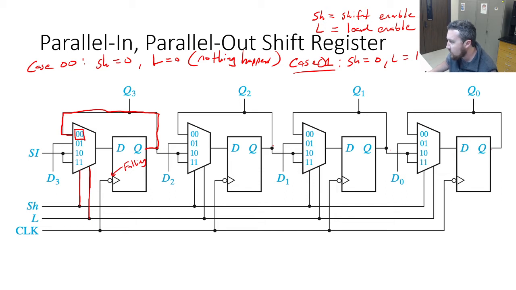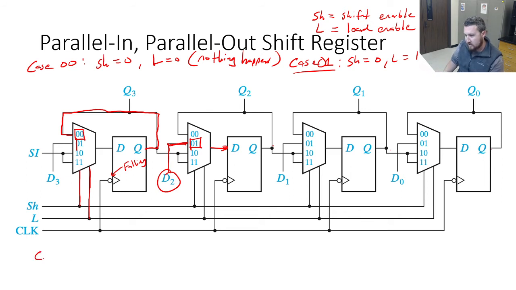And here what's going to happen is parallel load. Notice that the 0, 1 input is tied to the parallel input. So when SH is 0 and load equals 1, we want to grab this input and pass it as the value to the flip-flop, right? And the same thing for D3 and D1 and D0 all the way down the line. So we're going to grab the parallel input and dump it in.